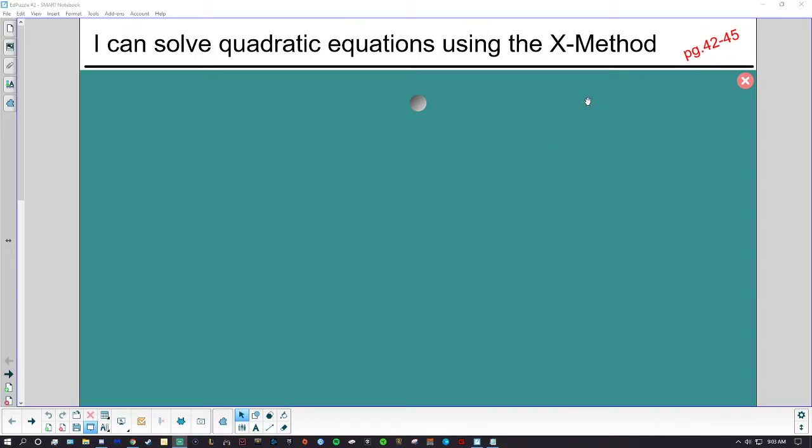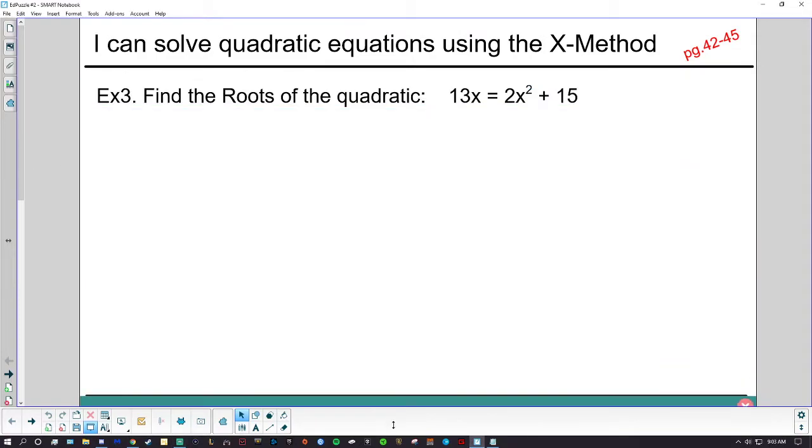So, open up to page 42 to 45 and copy down at the top, I can solve quadratic equations using the X method. Once you have that down, please be sure to copy down the example. Example 3, find the roots of the quadratic. We have 13x equals 2x squared plus 15.